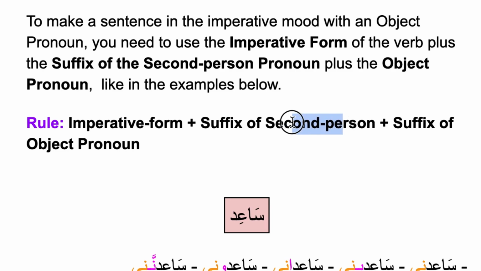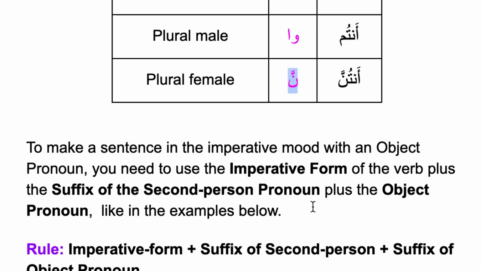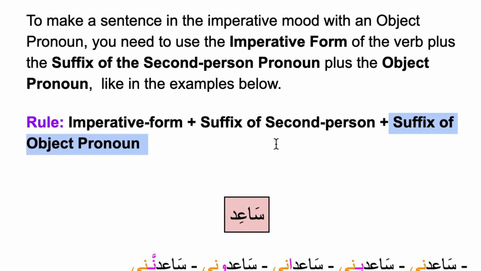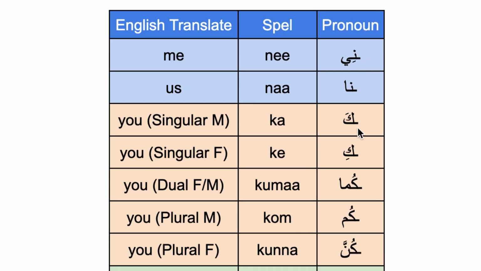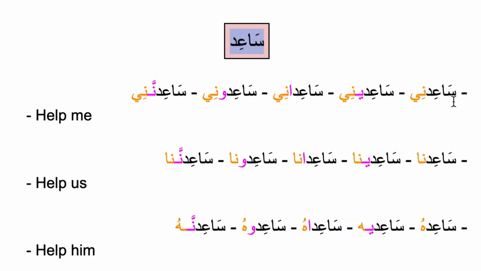Now, the rule for making a sentence in the imperative mood is by using the imperative form plus the suffix of the second person, and in this case, either ya, alif, waw and alif, or noon and a fatha on it, plus the suffix of the object pronoun, and in this case, one of these. For example, Sa'id means help.